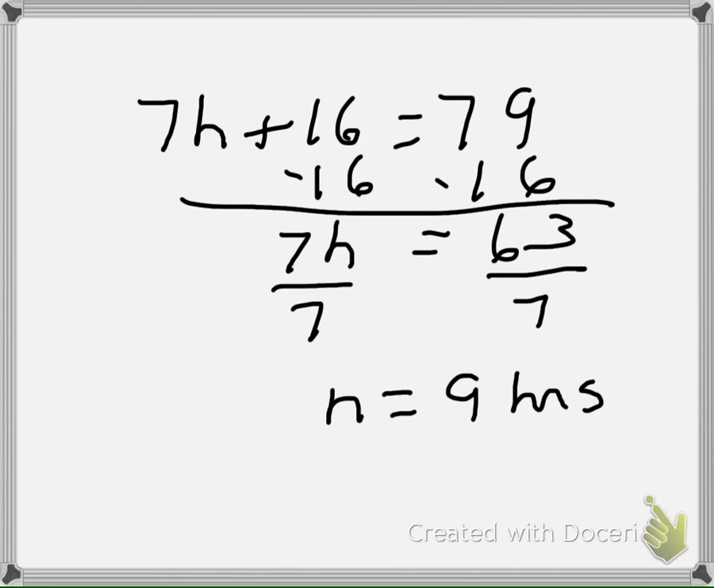Okay, here we go. So we're subtracting 16 from both sides so we can get the h by itself. That leaves us with 7h equals 63. This is multiplication, and the opposite of multiplication is division. So we divide by 7 on both sides. 7 divided by 7 is 1, and 1 times h is h. And 63 divided by 7 gives us 9. In other words, she had the bike for 9 hours at a cost of $7 per hour.